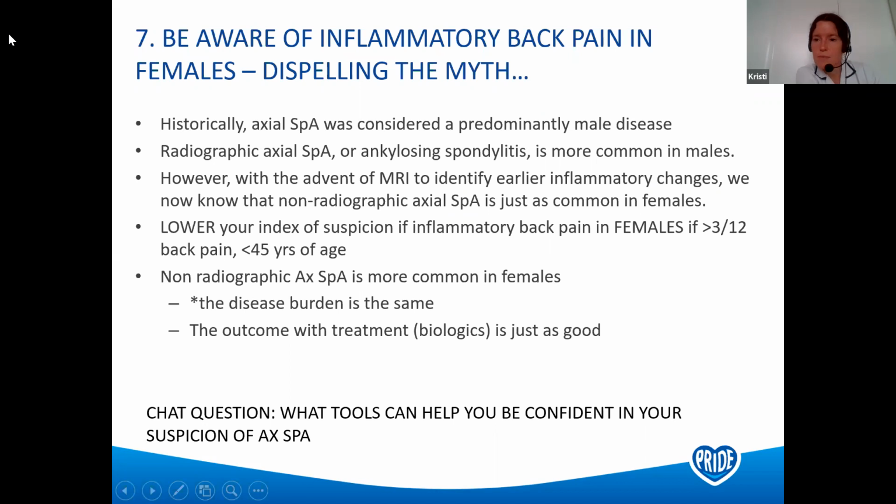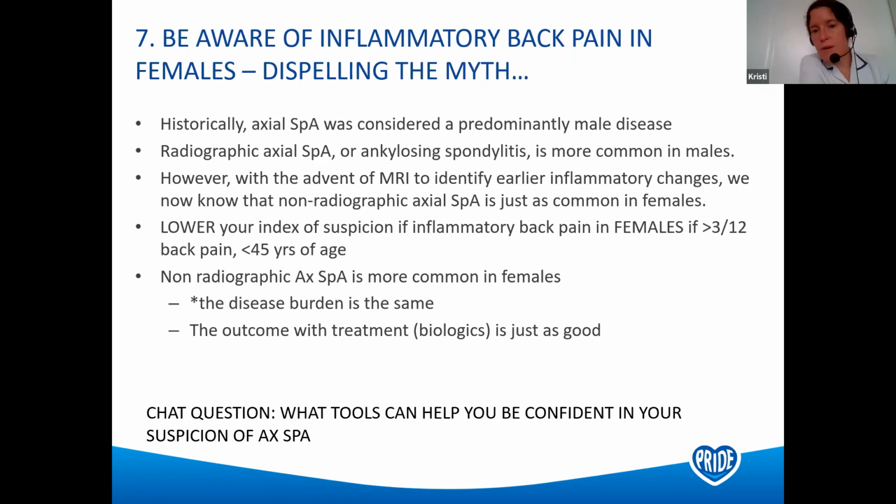So I really want to dispel the myth about it being more common in men, but I recall at uni, we were taught this is a young man's disease, but that's not the case. So historically, axial SpA was considered predominantly male, and that's probably because we could see it on radiographs, we could see it on the x-rays. And the findings have shown that it is actually radiographic signs of axial SpA that are more common in men.